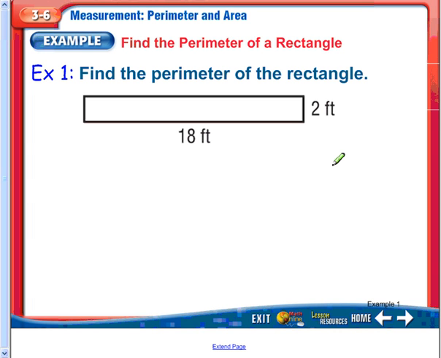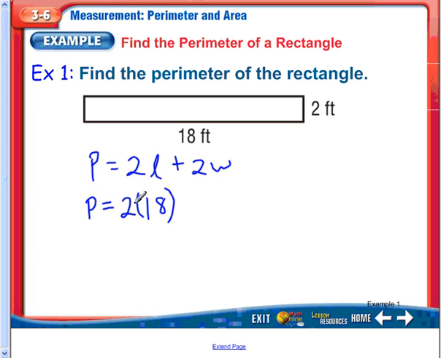So to find the perimeter of this rectangle, we need to first start with the formula for a rectangle to find its perimeter. P equals 2 times the length plus 2 times the width. So now we will substitute. We don't know the perimeter yet, so we're going to leave P in for perimeter. 2 times the length, which is 18 feet. So 2 times 18. I'm putting it in parentheses because I'm making a substitution. Plus 2 times the width, and the width is 2 feet. So I'll put that in parentheses since I'm making a substitution.